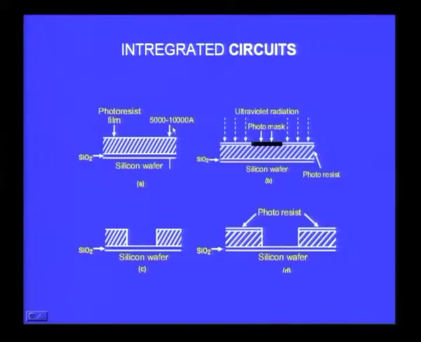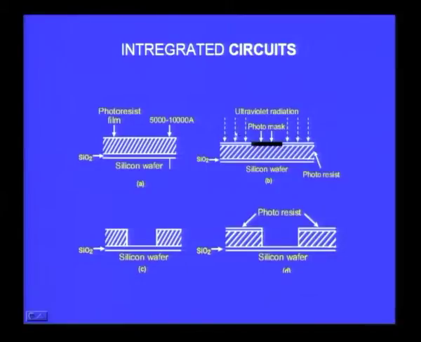1 angstrom is 10 to the power of minus 8 centimeter or 10 to the power minus 10 meter. So on the silicon wafer you have a small layer of silicon dioxide, which is called an insulating layer, over which you put a photoresist film. Then you put a mask on top where you want no device, and where you want the device you don't put any mask, and you expose it to ultraviolet radiation.